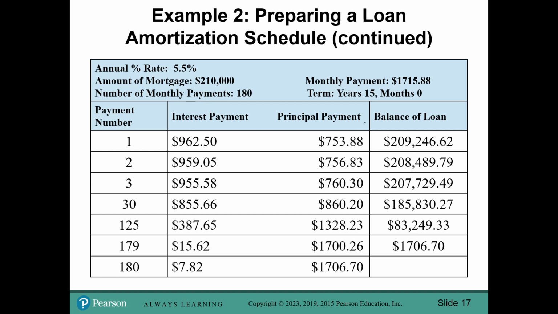Same thing works with the principal. The principal starts out as a smaller payment of $753.88. That's taken out of that monthly payment that goes towards the principal, but by that last month, the majority of your payment is going to principal. And you can tell, obviously, the balance of the loan steadily decreases after each payment.